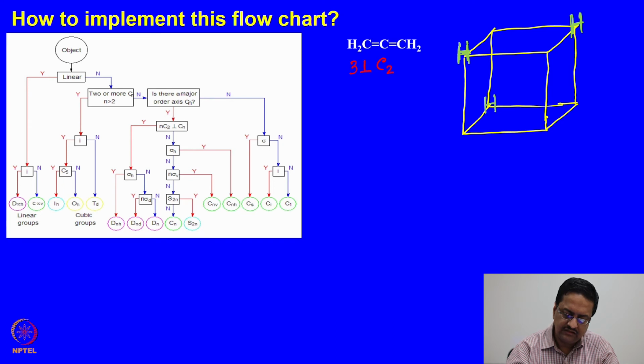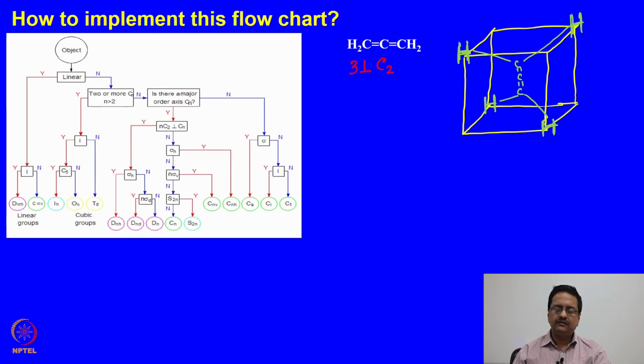See, what I am doing is drawing the hydrogens at the alternate corners of the cube, and I have 3 carbon atoms forming a chain like that. The bottom carbon atom is connected to these two hydrogens. The up carbon atom is connected to those two hydrogens. So, this is the molecule allene drawn inside a cube.